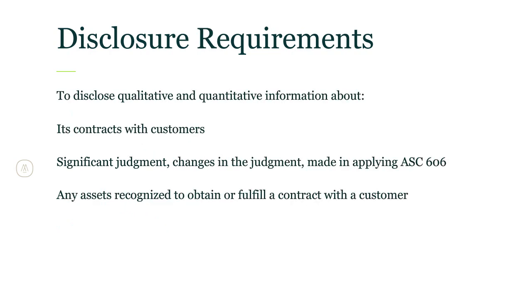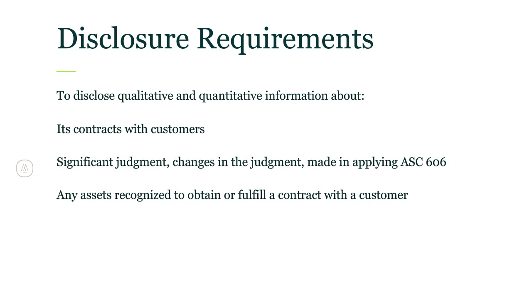So the overall objective with these disclosures is to provide sufficient information to understand, and these are kind of the important terms, the nature, amount, timing, and uncertainty of revenues and cash flows from contracts with customers. To achieve that overall objective, the general disclosure requirements require quantitative and qualitative information in regards to contracts with customers, judgments made, and then any assets that are recognized in fulfilling a contract.